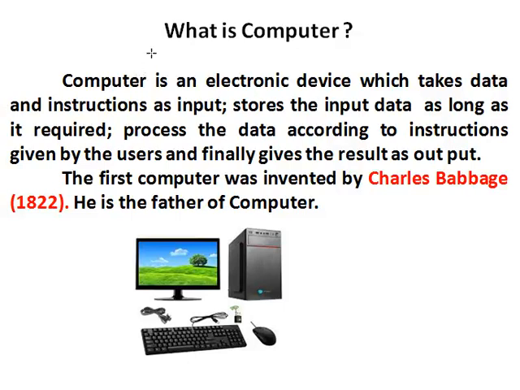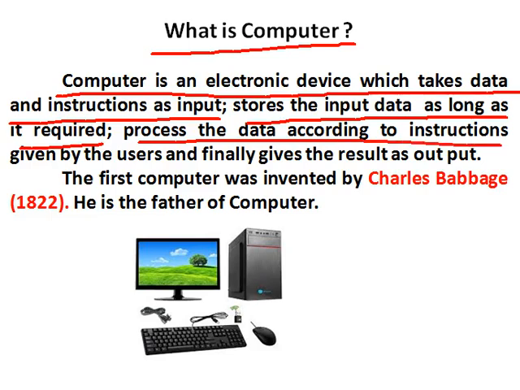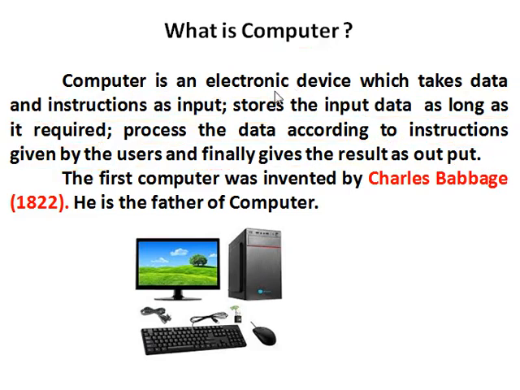Our first topic is what is computer? What is the definition of computer? When these are asked us, we say that computer is a computing device, machine, or electronic device. What is the standard definition of computer? See here, computer is an electronic device which takes data and instruction as input, stores the input data as long as it is required, processes the data according to instructions given by the users, and finally gives the results as output. So first, computer is an electronic device.